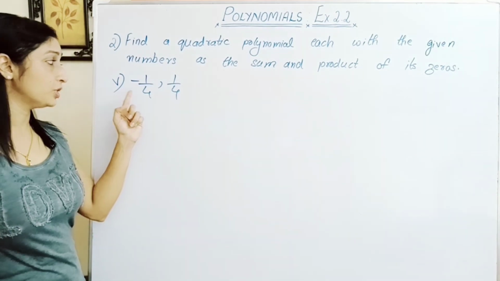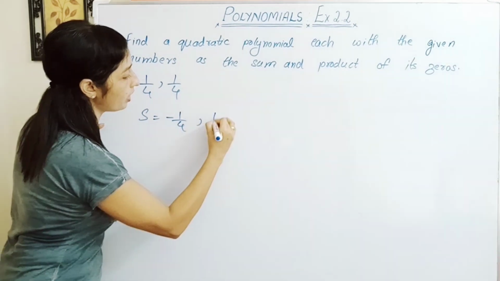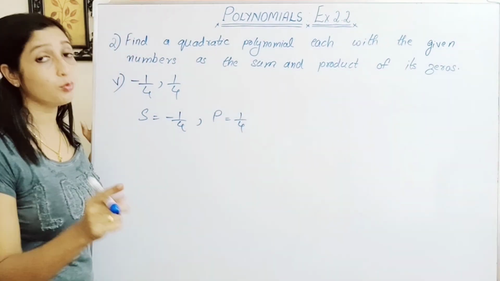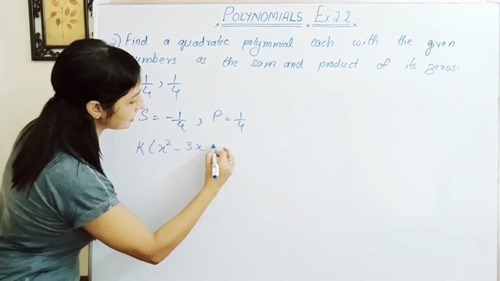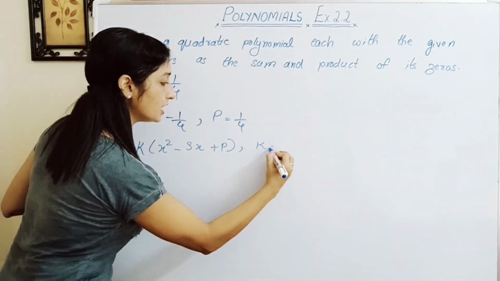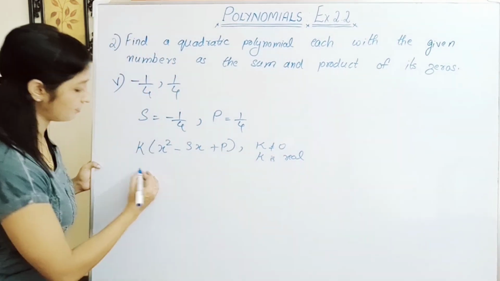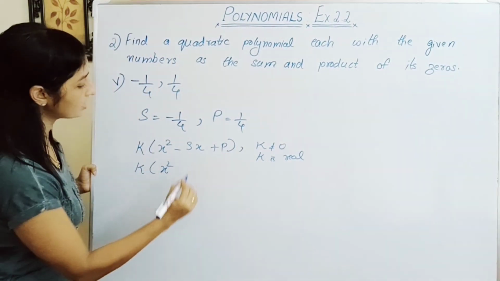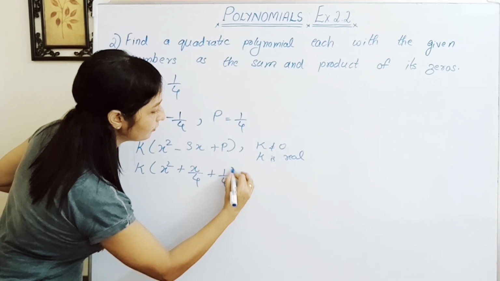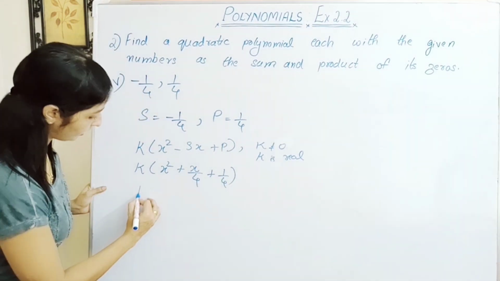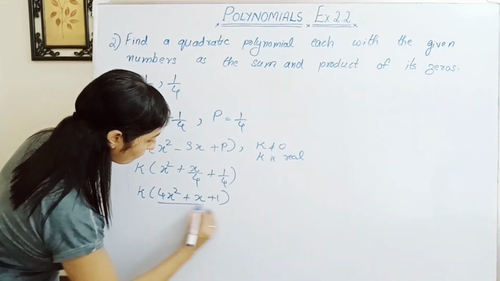Now this is our part 5, which is minus 1 by 4 and 1 by 4. So here sum is given as minus 1 by 4 and product is given as 1 by 4. Then how can you represent the quadratic polynomial? It is written as k into x square minus sx plus p, where k is not equal to 0 and k is real. Now let's substitute the value of s and p. You get k into x square plus x by 4 plus 1 by 4. Now I'm going to take the LCM. So I get k into 4x square plus x plus 1 by 4.